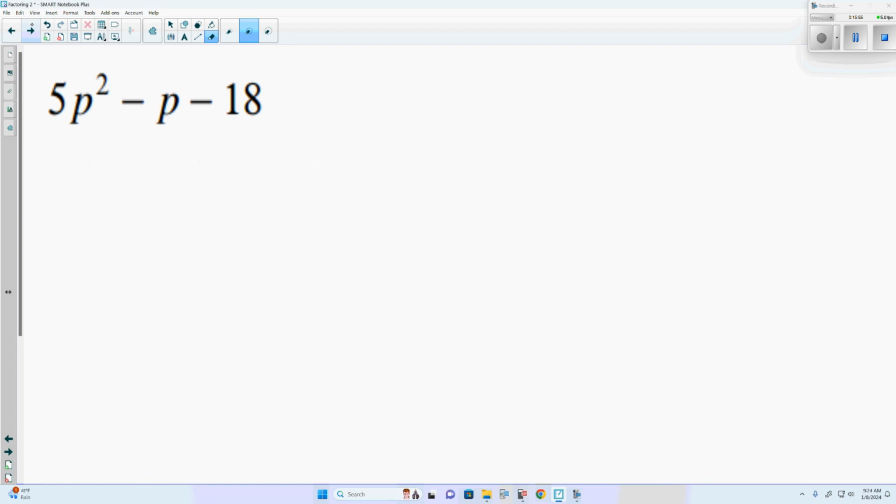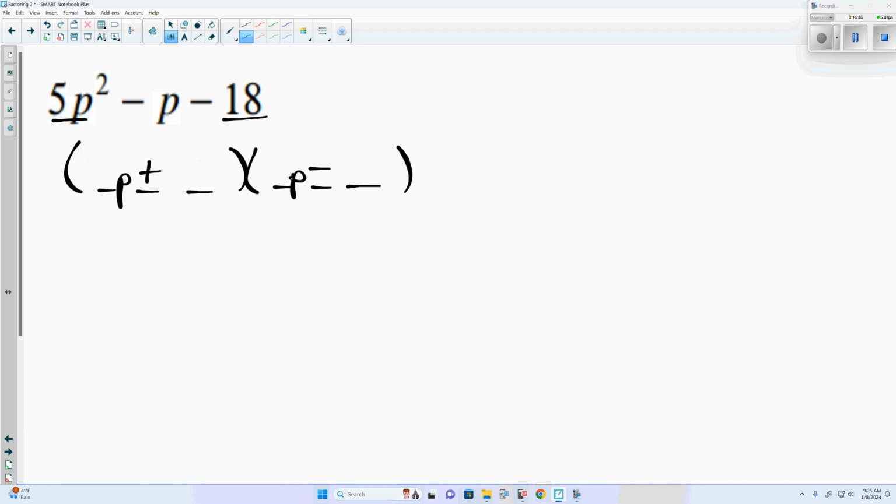5p squared minus p minus 18. Greatest common factor? No, there's not one. So our 2 parentheses with 3 spaces. And yes, since the third term is negative, our signs are opposite. So one is going to be positive, one is negative. All right, factors of the first and third term. So factors of 5p squared, well, we would have p and p. And our factors of 5 are only 1 and 5. Well, we've been putting 5 in the first spot, so let's just keep the pattern going.